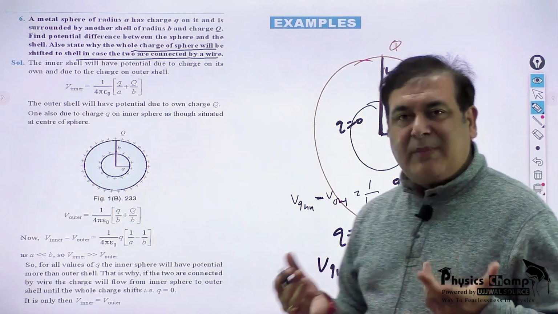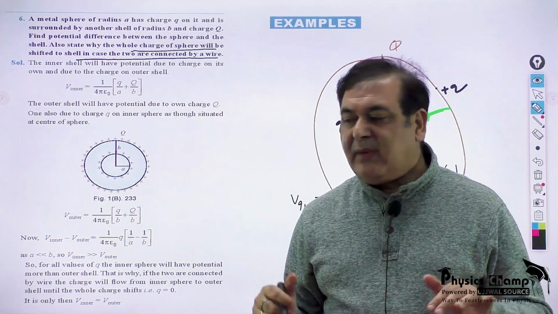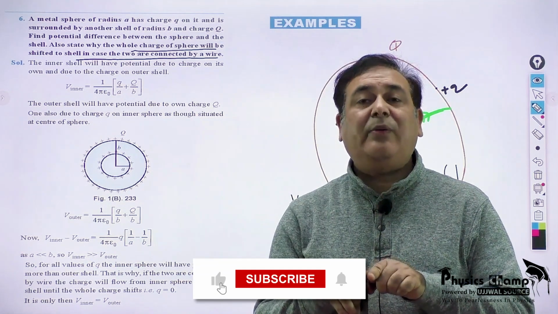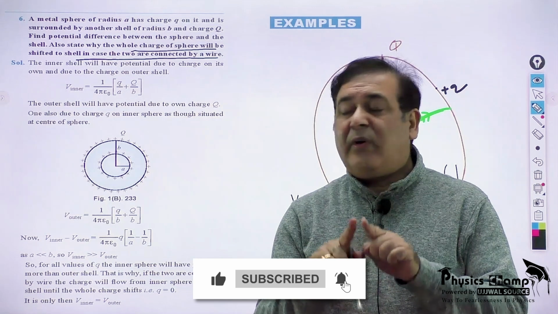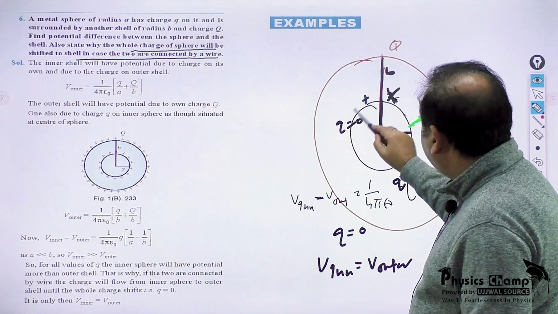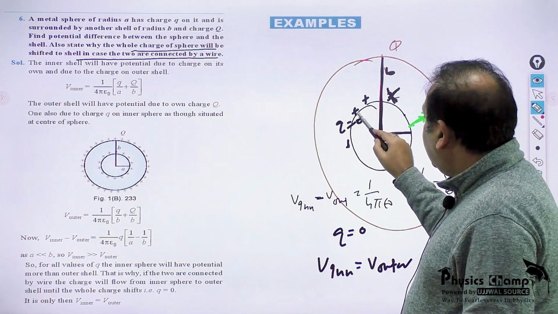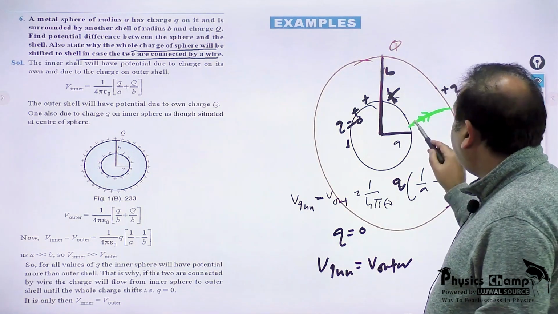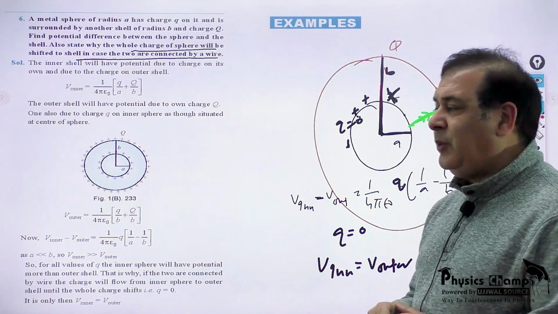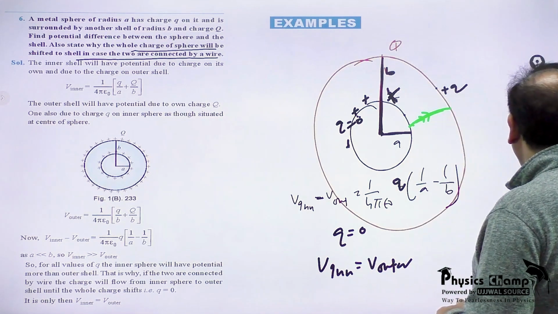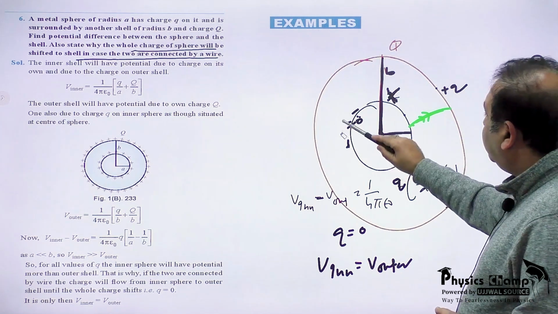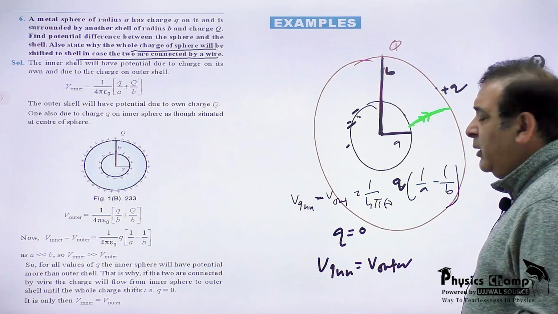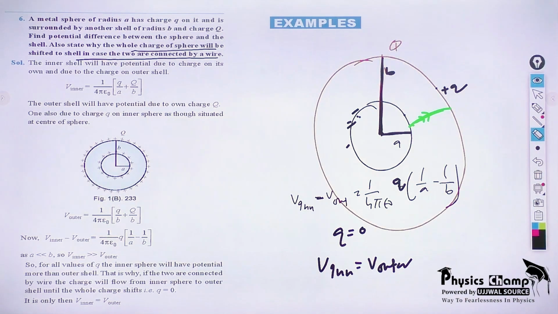So the result is that whenever you have a charged sphere inside, surrounded by an outer shell, for any value of charge on the inner sphere, the potential on the inner will be higher than the outer. And if the two are connected by a wire, then charge will fully flow from inner to outer until the net charge inside is 0. So until the whole charge shifts from the inner to the outer, the charge would flow, and that's why no charge will remain inside.